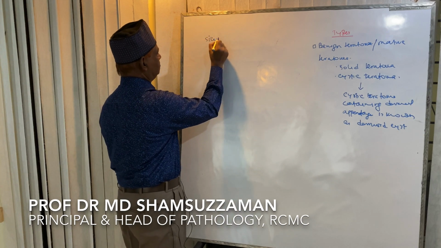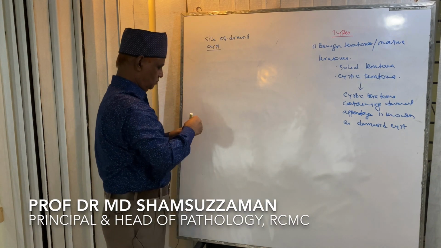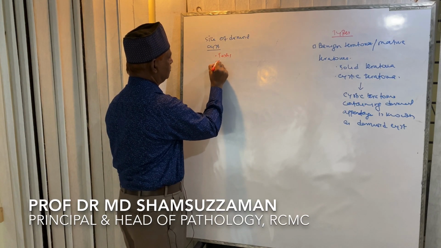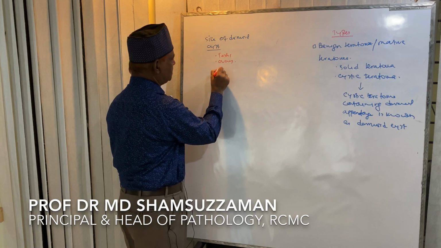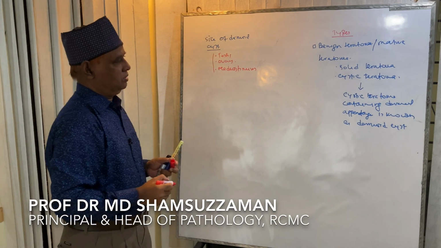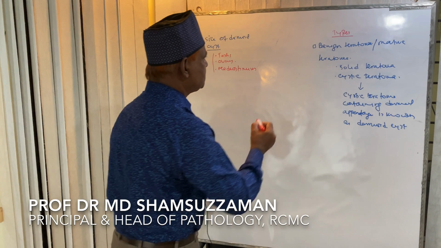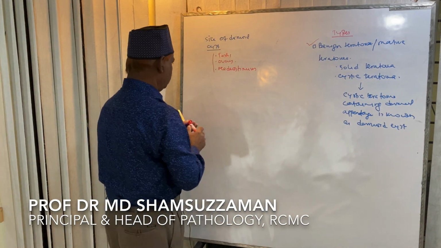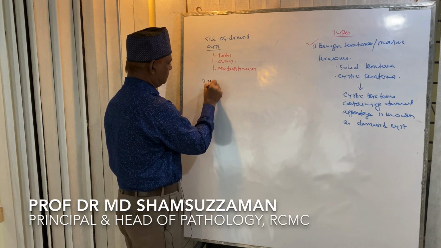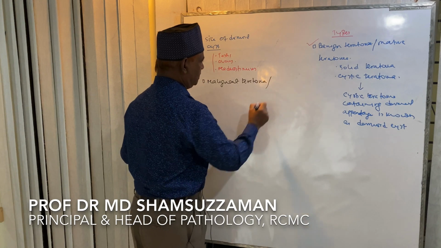Sites of dermoid cyst: testis, ovary, mediastinum. These are the common sites of cystic teratoma. That is, these are the common sites of dermoid cyst. So one is benign teratoma or mesioteratoma, another is malignant teratoma or immesioteratoma.